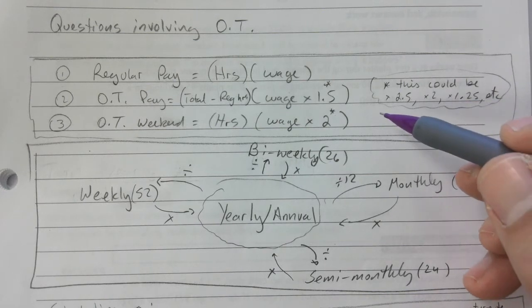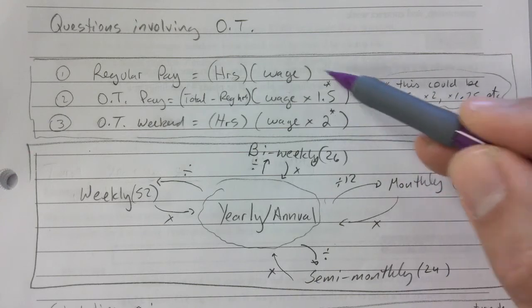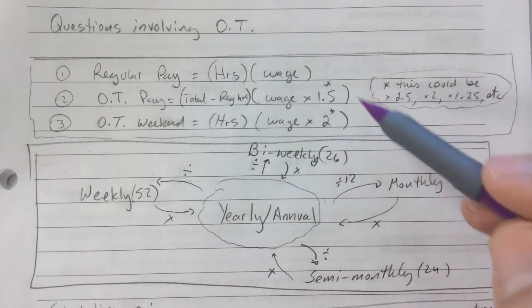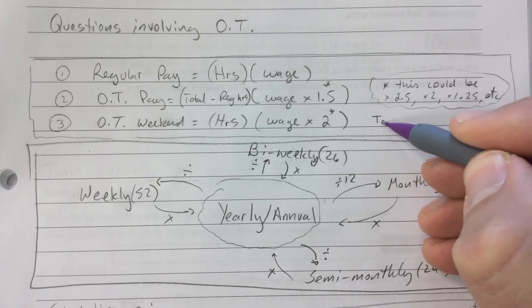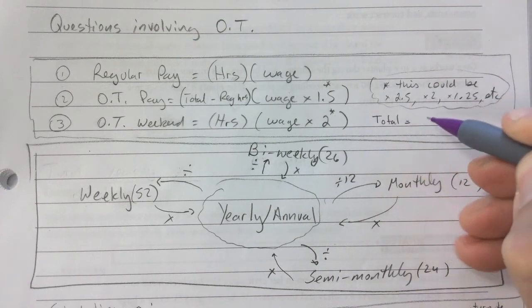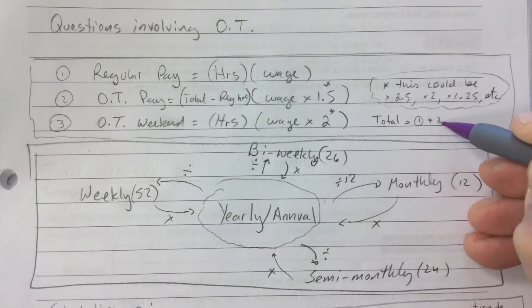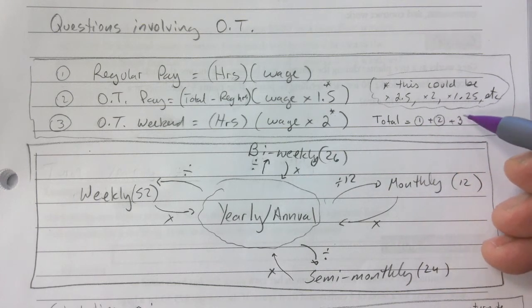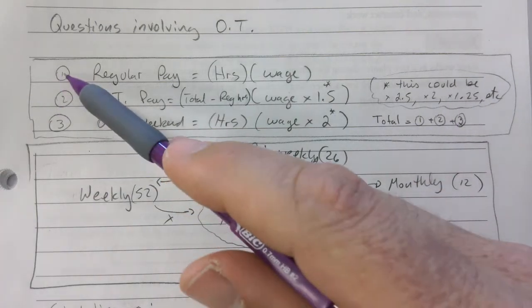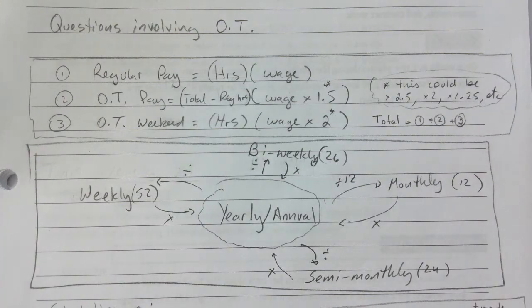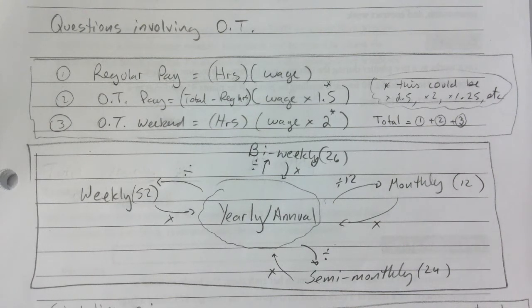Okay, what's missing here is, go back to the overtime here. If you would have to answer the question total, in this case it would be 1 plus 2 plus 3. You have to add what you did in 1, 2, and 3. That should be self-explanatory, right? But that's what I forgot to add there to your notes, okay?